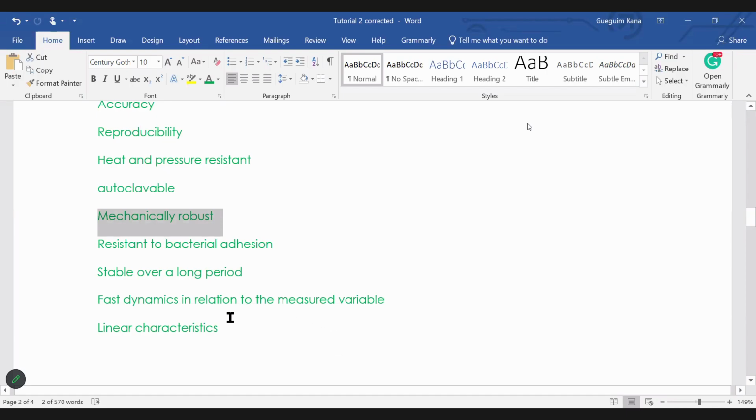It has to provide quick information, fast. You have to measure and obtain information in milliseconds or seconds. It doesn't have to be the kind of sensor that measures and provides information after 1 hour. That's why we say you have to have fast dynamics in relation to the measured variable.